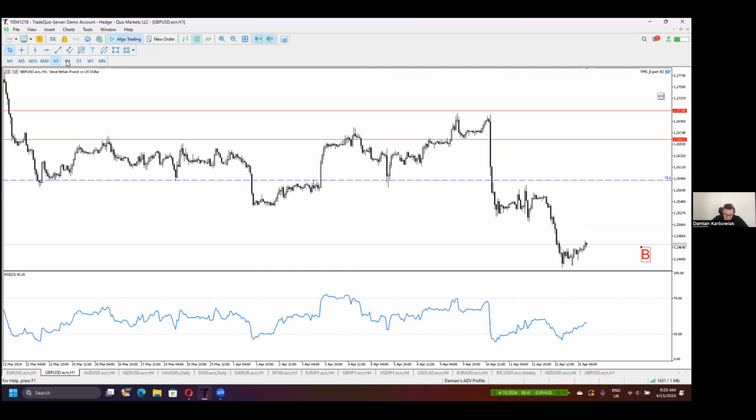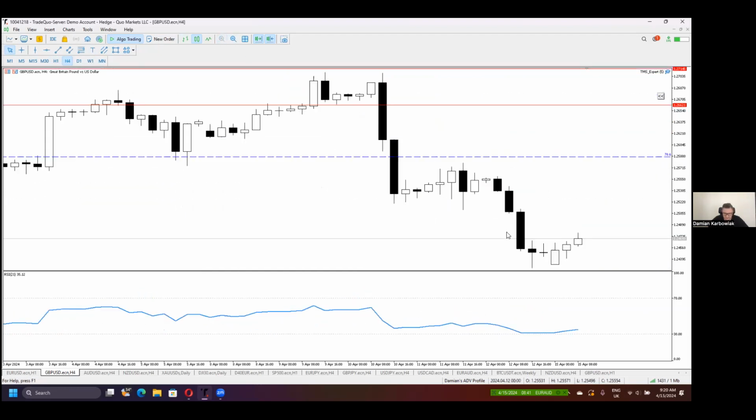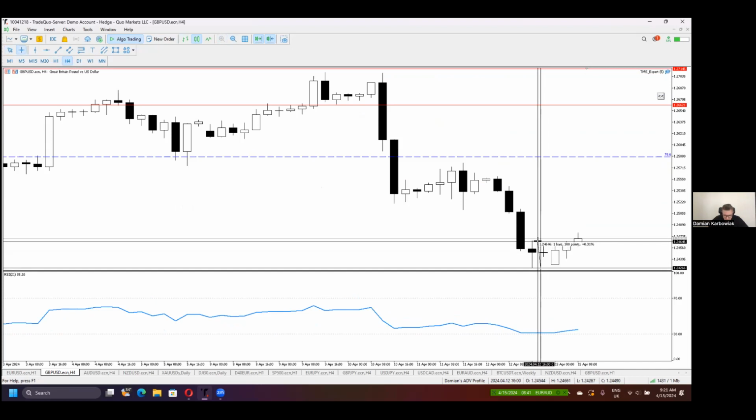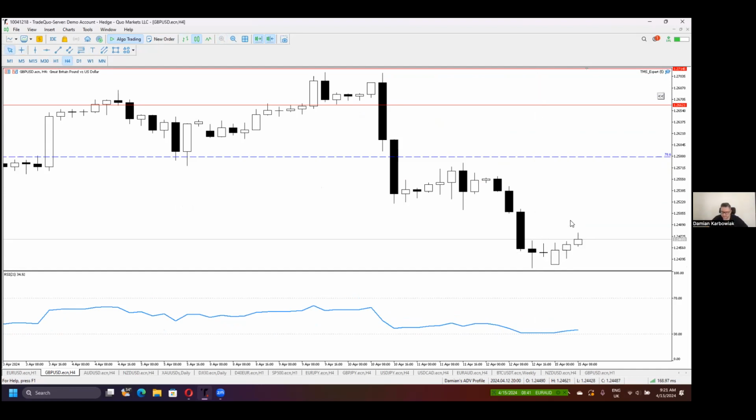And again, do we have H1 candle formation? Yes. Do we have H4 candle formation? I would say yes. I will treat it as a hammer. Let me measure it. 40, 70. Okay, 70, 60. The body is a little bit bigger, but it looks like a hammer to me.